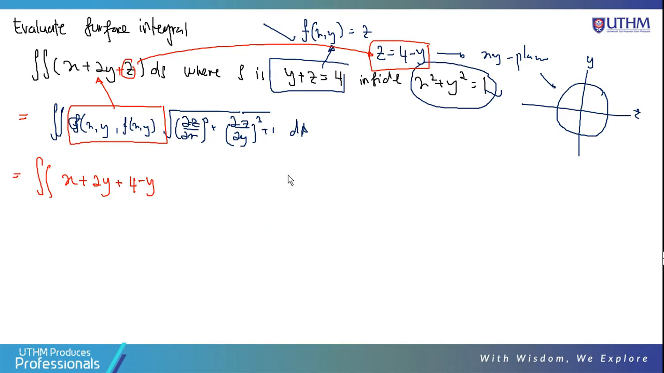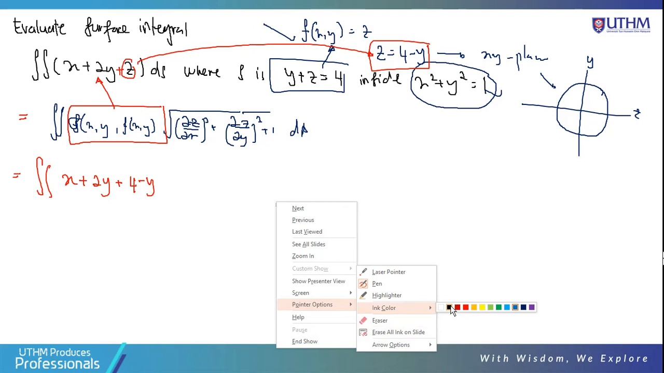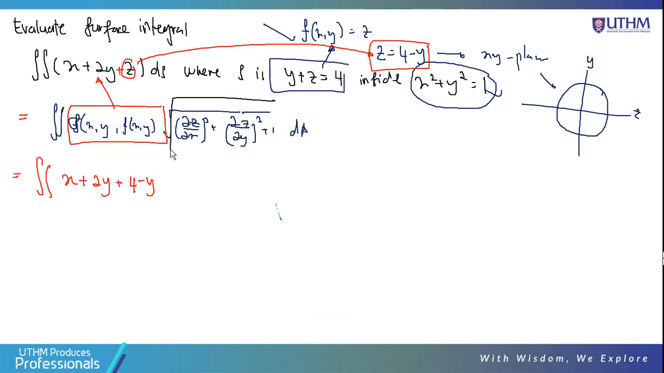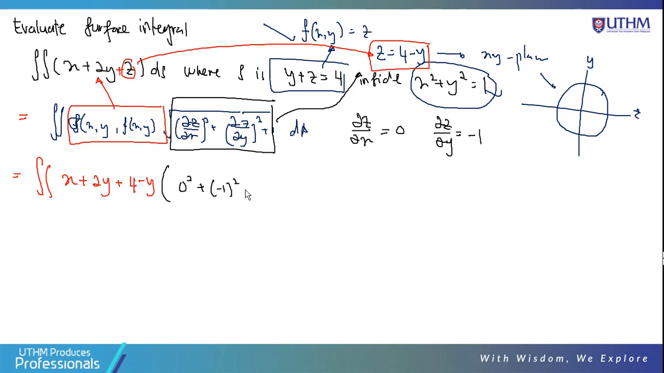Okay, here we must look at the surface. So partial z partial x equals 0. Partial z with respect to y equals negative 1. Okay, negative 1. So you substitute here. So you get the square root of 0 plus (negative 1) squared plus 1, dA.